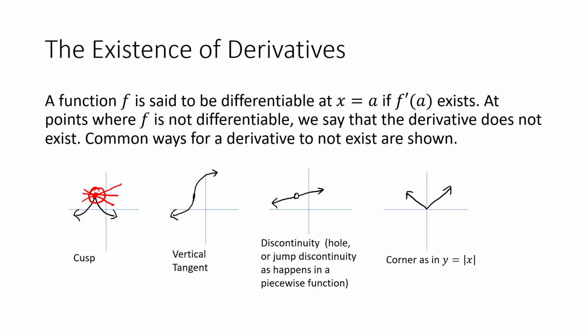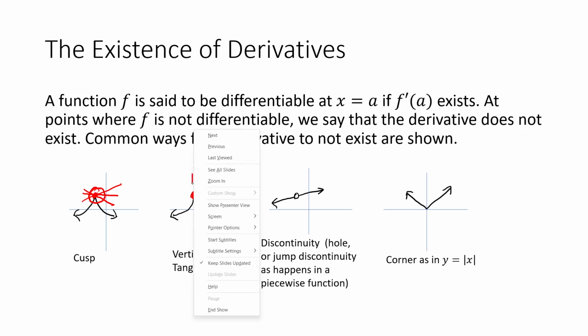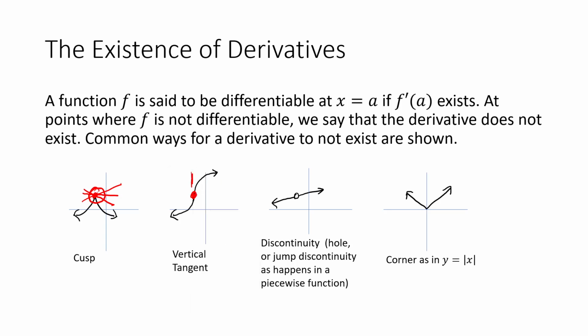We also have vertical tangents. If you look at this curve right here, the second one, this point that I'm drawing in red, if I had to draw the tangent, I would say that it looks something like this through that red point. Well, there is a tangent, and that tangent is vertical. But we learned in grade 9 that a vertical line has an undefined slope. And if the tangent's slope is undefined, we say the derivative does not exist.